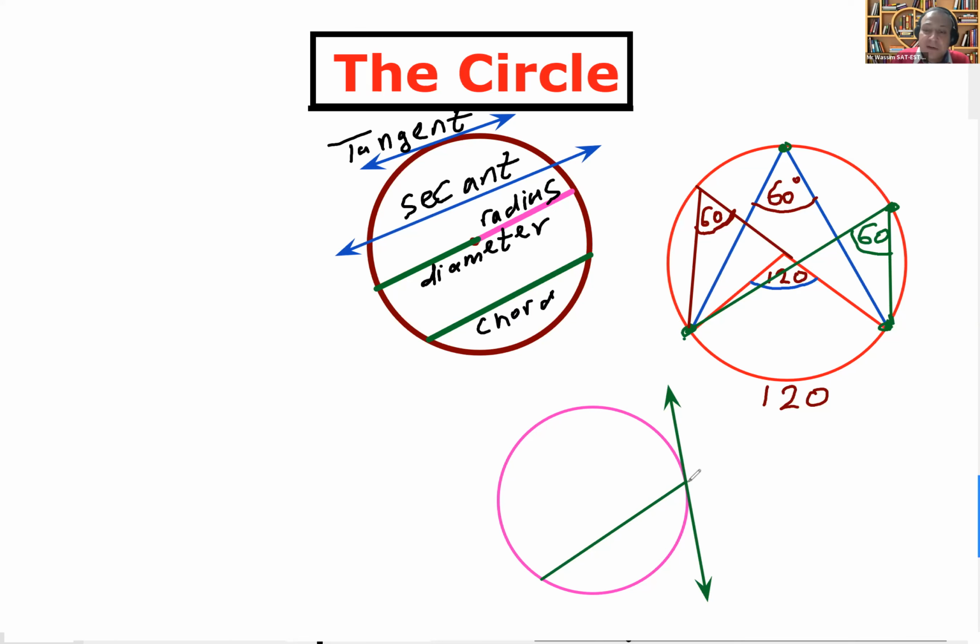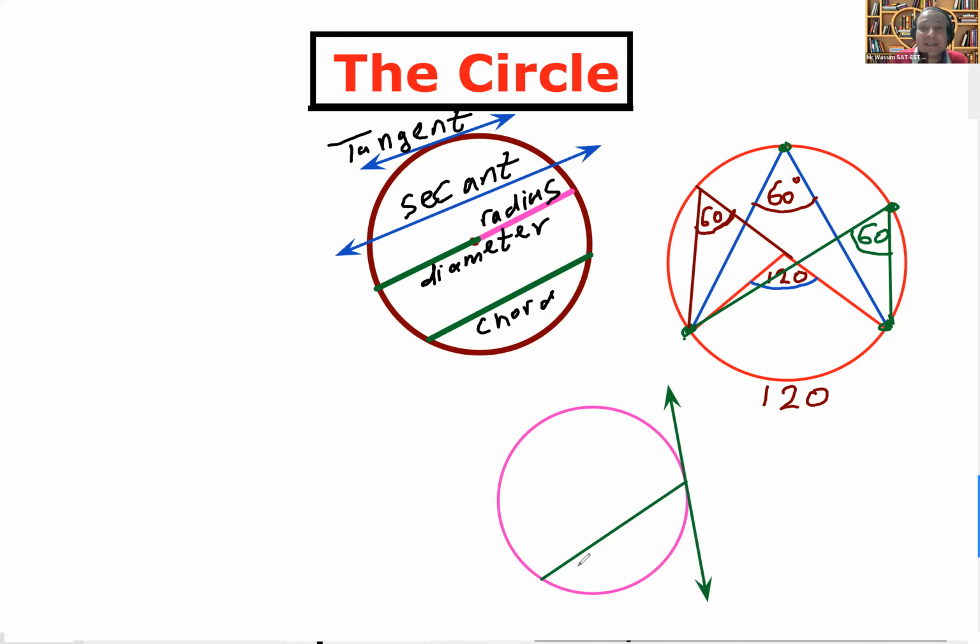When it was here, this angle is half this arc, right? This angle is half this arc. When it's out, it still has the same property, but a different name. Same property means half the subtended arc. It's called what? Angle of tangency. Why? It's tangent. So it's called the angle of tangency, but it still has the same property, half a subtended arc.